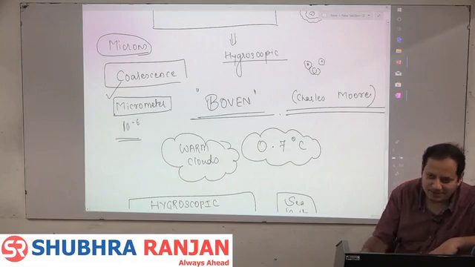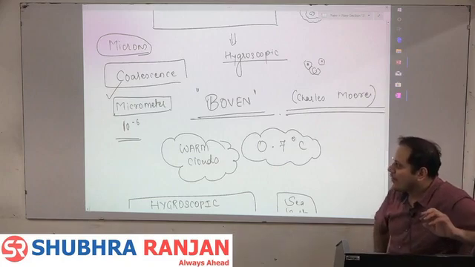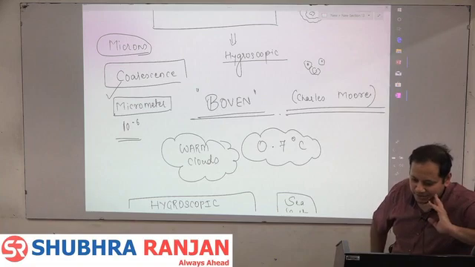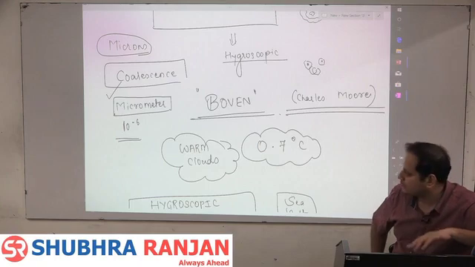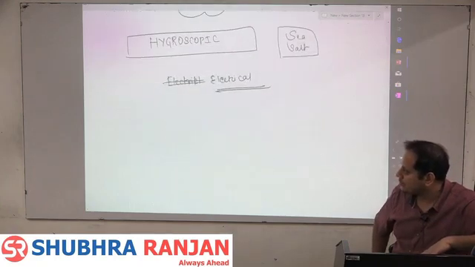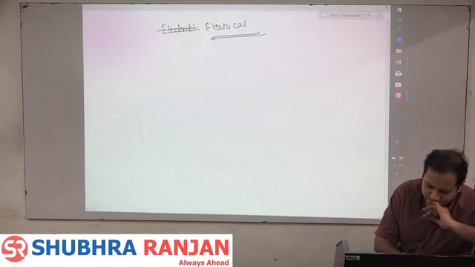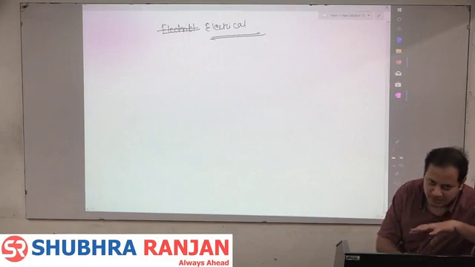10⁻⁶ only, same as microns. Remember. As the size of the particles starts growing, they start falling down as rain or snow.